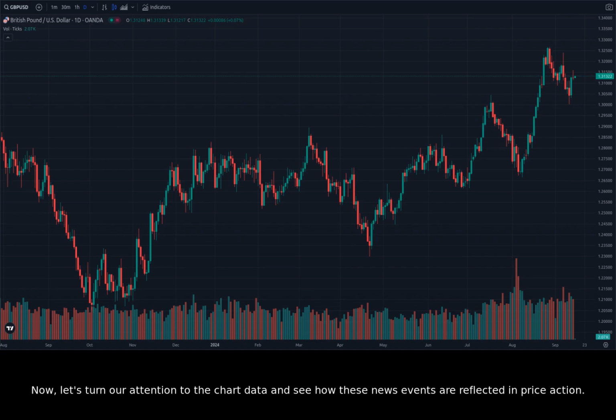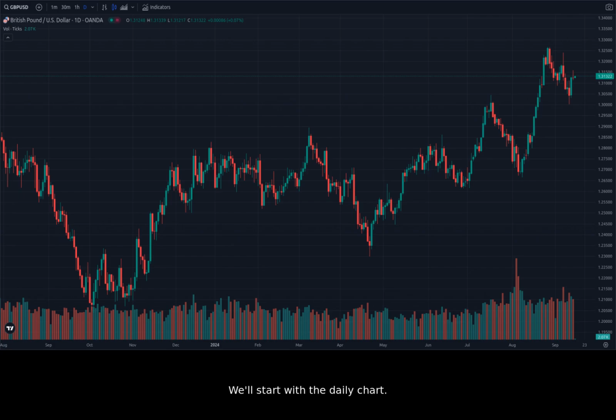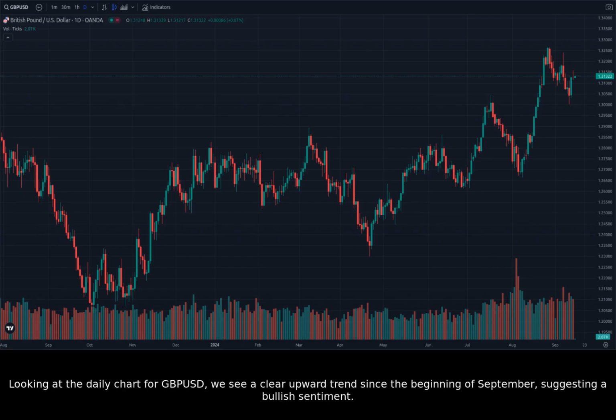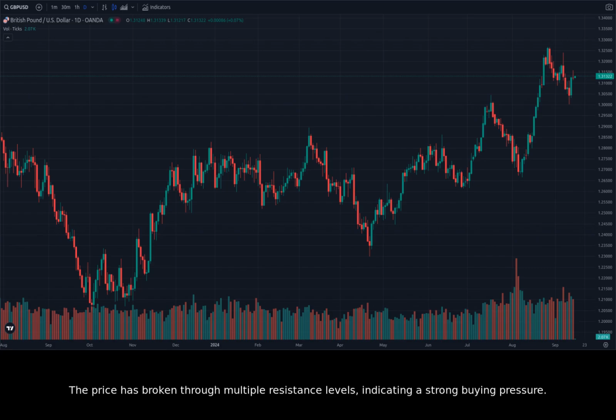Now, let's turn our attention to the chart data and see how these news events are reflected in price action. We'll start with the daily chart. Looking at the daily chart for GBPUSD, we see a clear upward trend since the beginning of September, suggesting a bullish sentiment. The price has broken through multiple resistance levels, indicating a strong buying pressure. However, we can also observe some retracements, highlighting the volatility of the market.